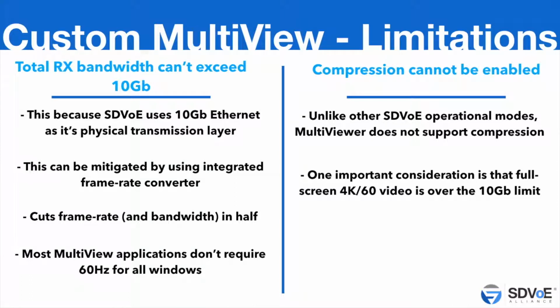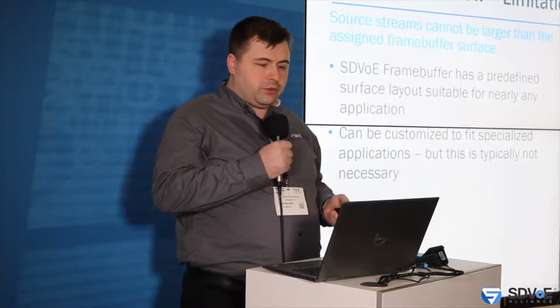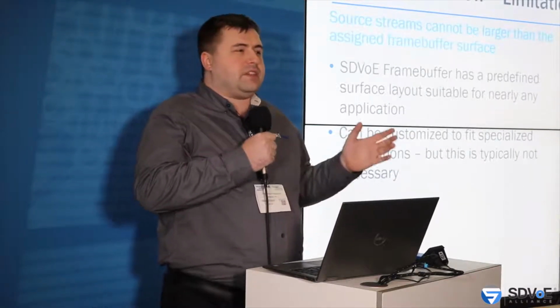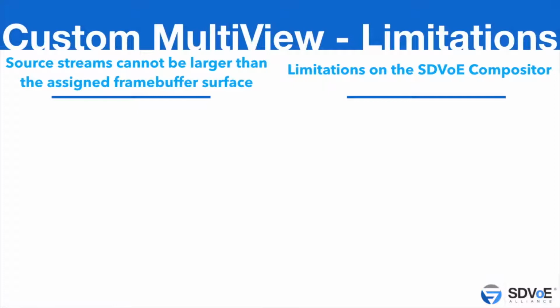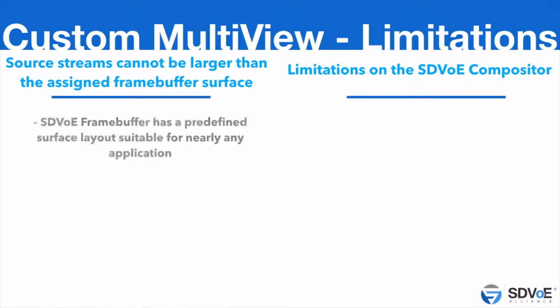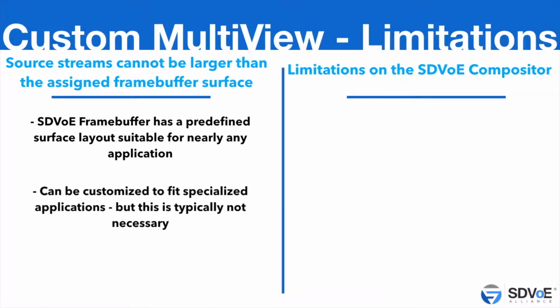One thing to keep in mind with your picture-in-picture is that you can't go over the 10 gigabit limit, which means no full screen 4K 60, but you can do a 4K 30 with a picture-in-picture inset, and most video content also happens to be within that limit. A couple other limitations are mostly just design considerations. The source streams can't be larger than the assigned frame buffer surface. To elaborate briefly, the SDVoE frame buffer has a predefined surface layout that is suitable for nearly any application out of the box. If you have a very specialized application, you can customize the frame buffer layout, but it's typically not necessary, and if you do need that, you can always contact me and we'll help you set up.